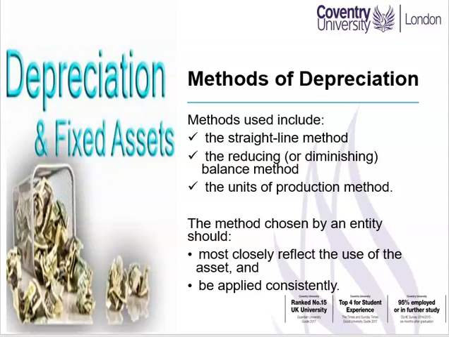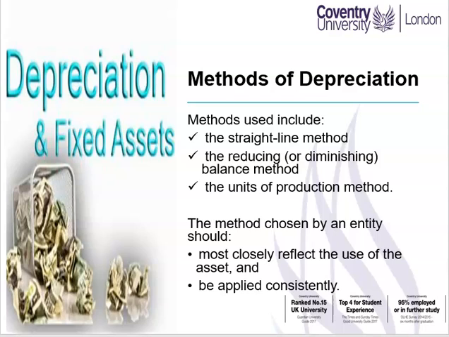What are the methods of depreciation? There are a few methods that can be used to depreciate an asset. Most of the commonly used methods are the straight line method, where you expect that the asset will be used on an equal basis over the useful life, the reducing or diminishing balance method, or the units of production method.